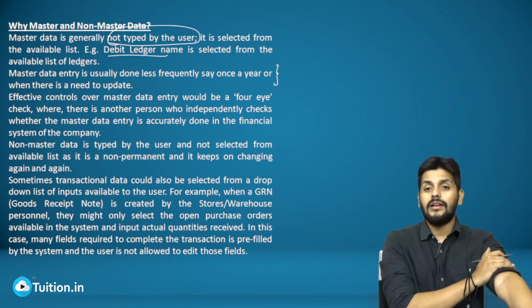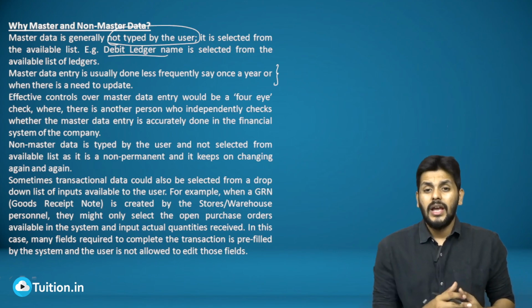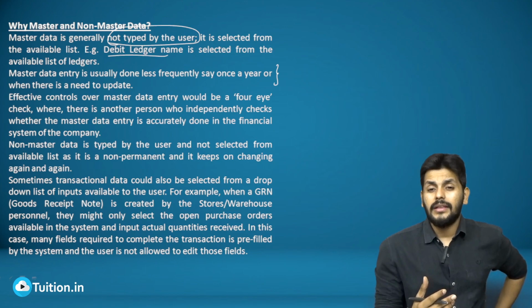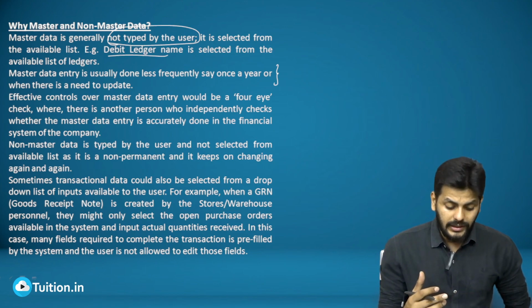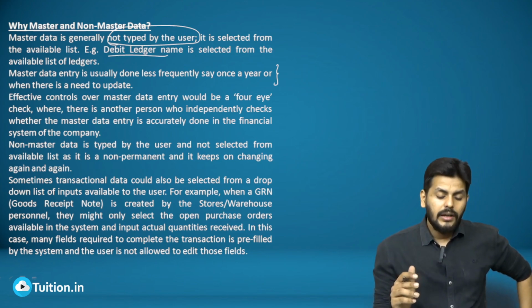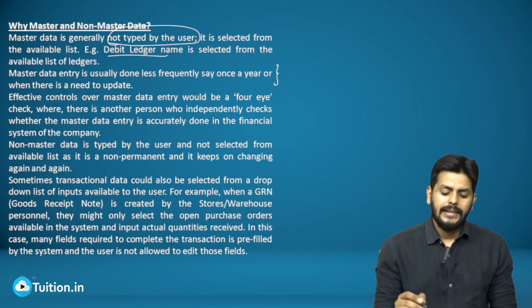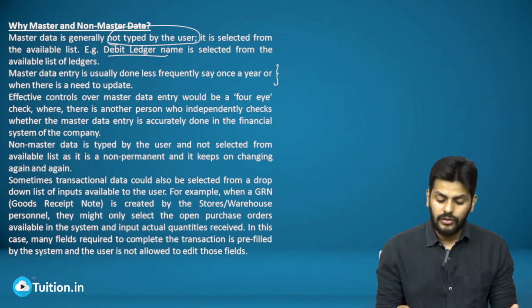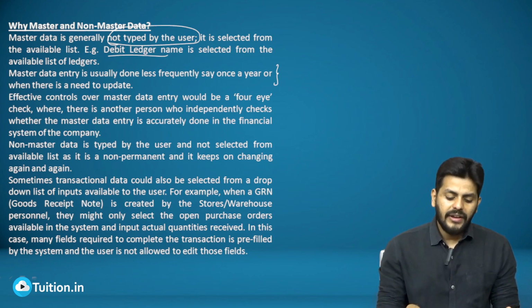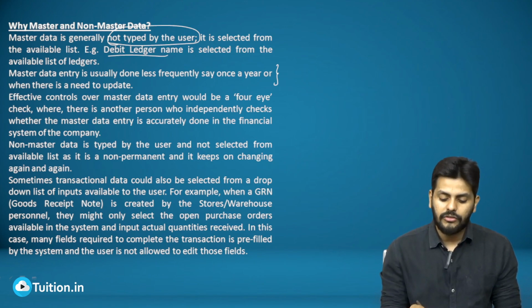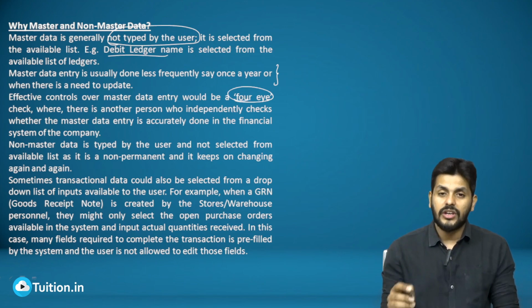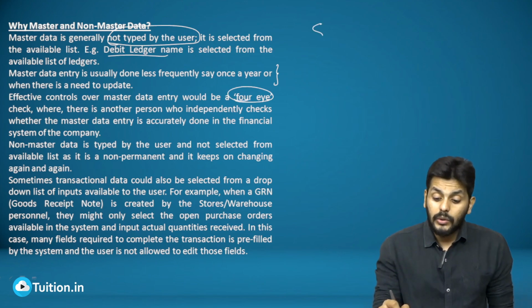Master data entry is done less frequently, maybe once in a year. When a new employee joins, then again they set up the master data for him. So all these are some of the points that we need to take into consideration. Master data is updated less frequently, maybe once in a year or when there is a need to update. Effective controls over master data entry will be a 4-eye check. That means at least 2 people. You remember segregation of duties?